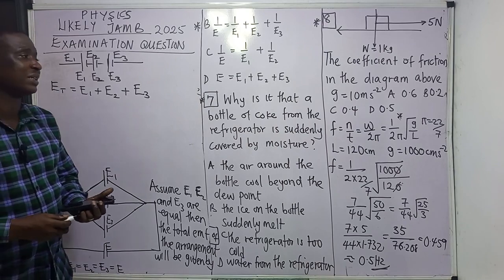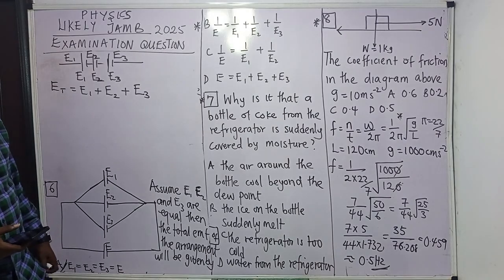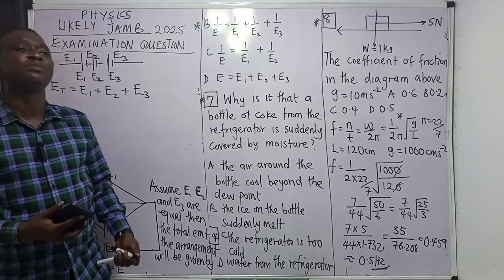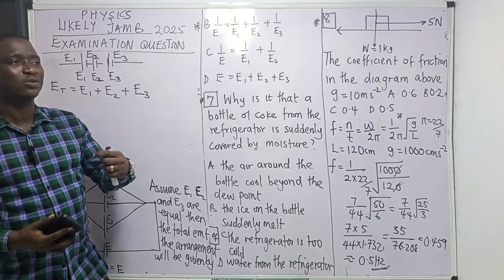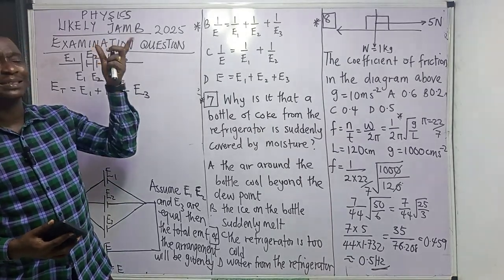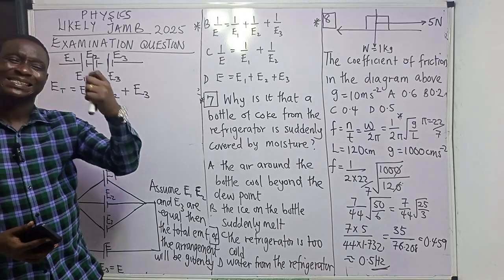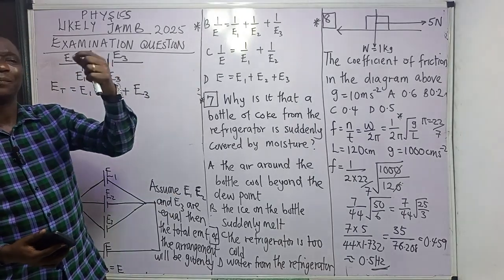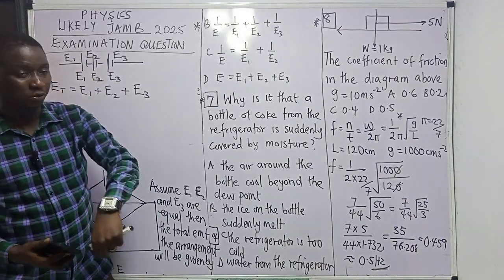Now the next one is: why is it that a bottle of Coke from a refrigerator is suddenly covered by moisture? This is because the Coke is cold. The temperature of the environment surrounding the Coke as you bring it out is higher than the temperature of the bottle. So there will be condensation.